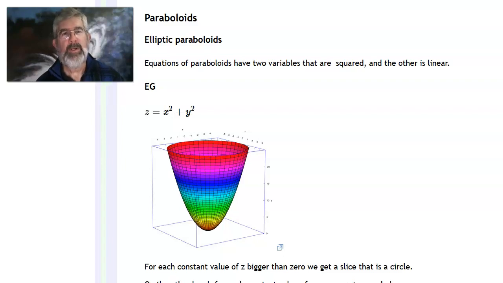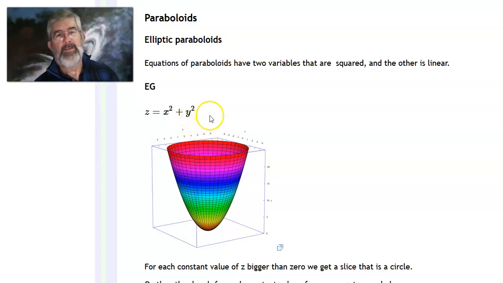In this video, I want to take a look at one last type of quadric surface, and that is called the paraboloids. Now, there's two types of paraboloids. There's elliptic paraboloids and hyperbolic paraboloids. We'll start here with elliptic paraboloids.